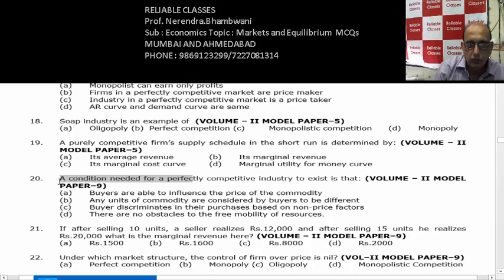The condition for a perfectly competitive industry to exist is that of... What is the condition of a perfectly competitive industry? There are no obstacles to free mobility of resources. The first is buyers are able to influence the price. Buyers are not able to influence the price. Any unit of a commodity is considered by the buyers to be different. All the commodities are homogeneous, so this is not a characteristic of perfect competition. Buyers discriminate in their purchase based on non-price factors. Buyers don't discriminate. Okay, there are no obstacles in the free mobility of labor. This is a correct statement.